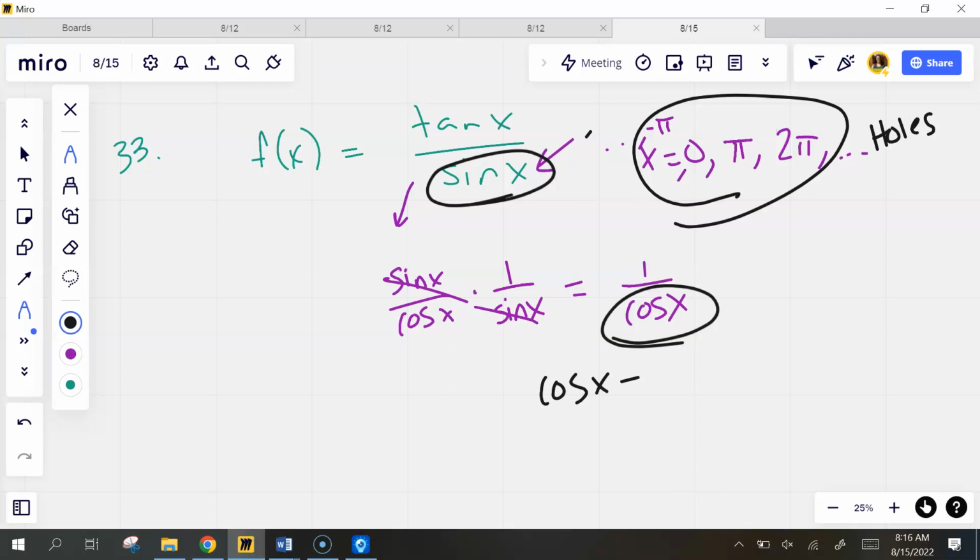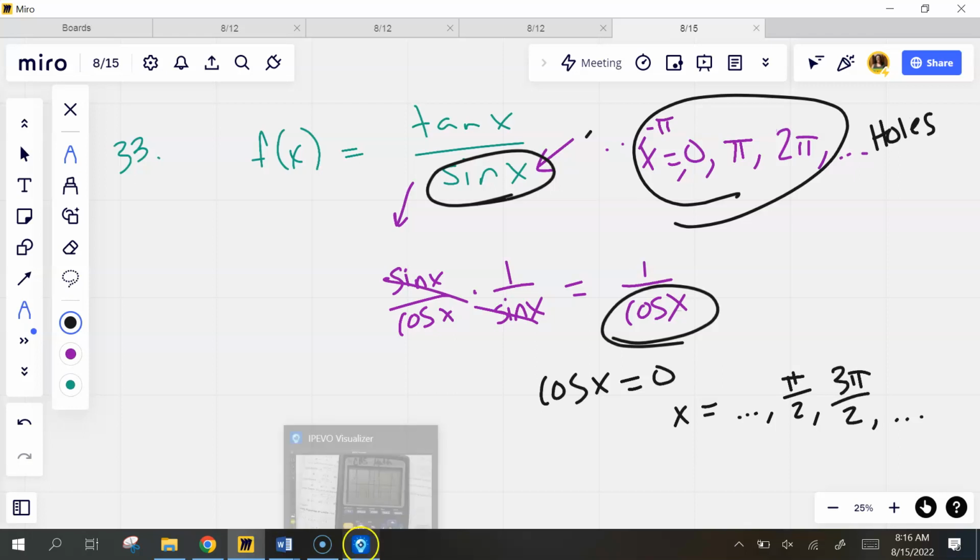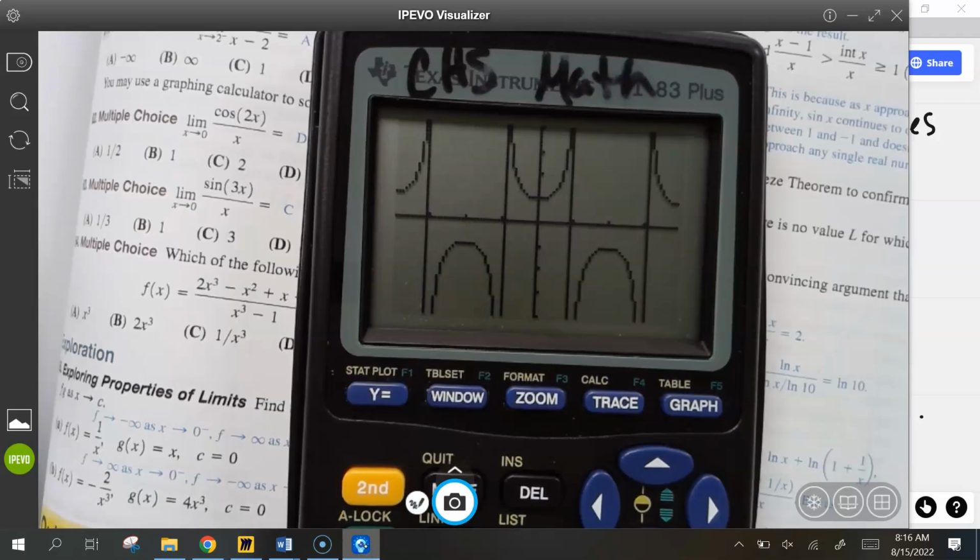Where does cosine x equal 0? That's when x is dot, dot, dot. Pi over 2, 3 pi over 2. If you do zoom 7, that's trig. That takes you by half pi's across.